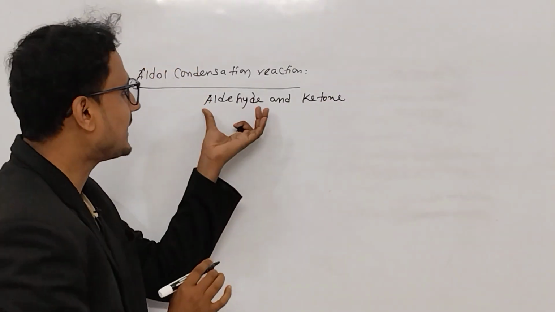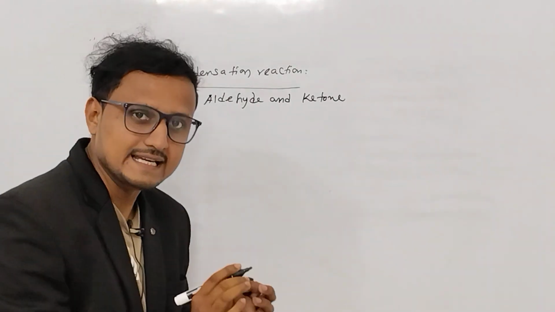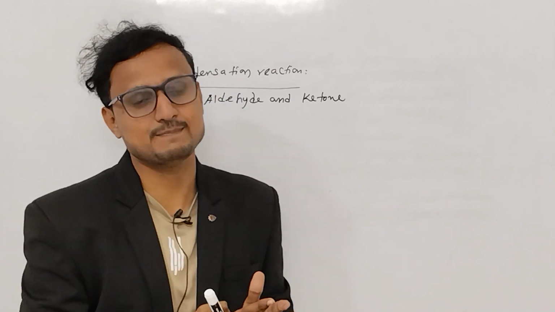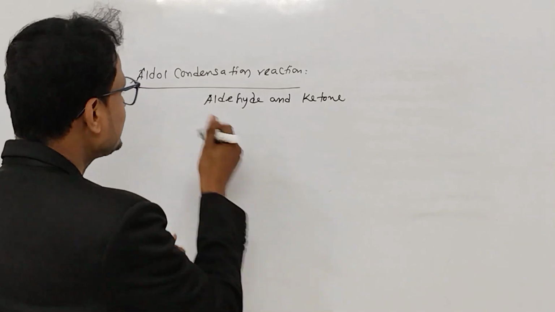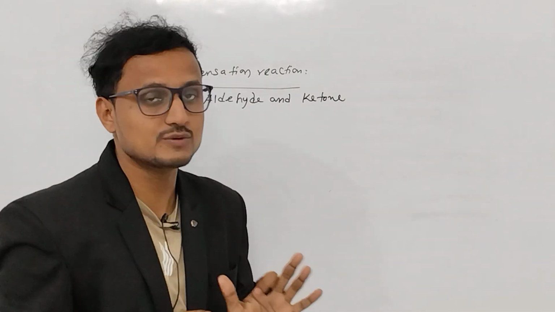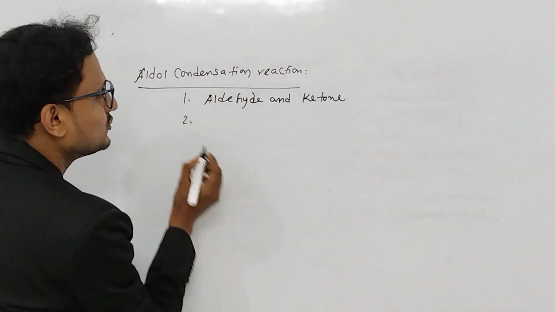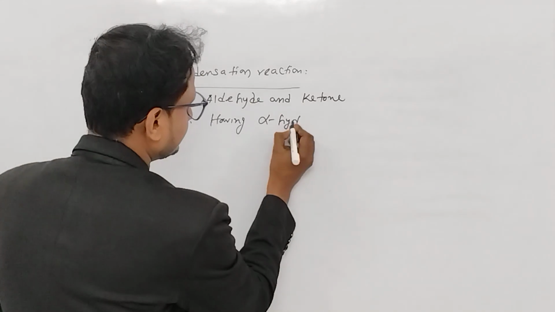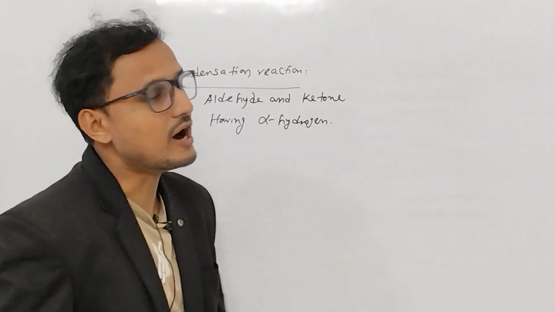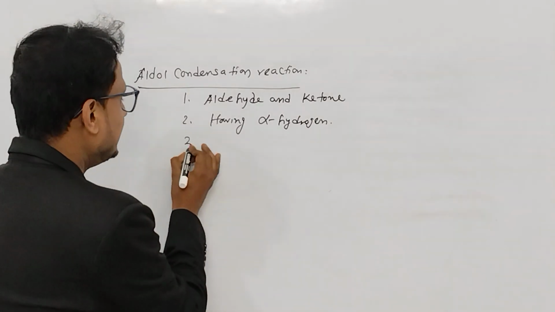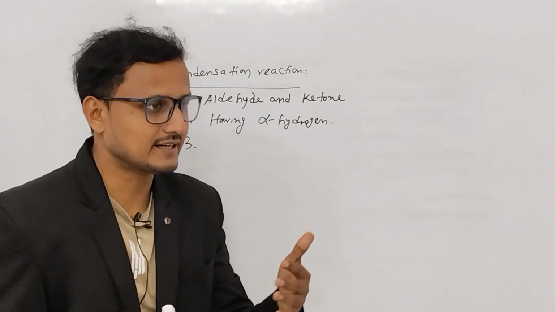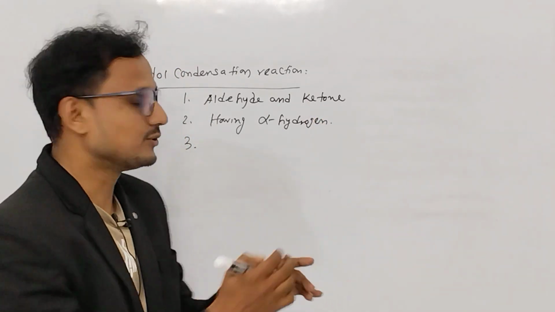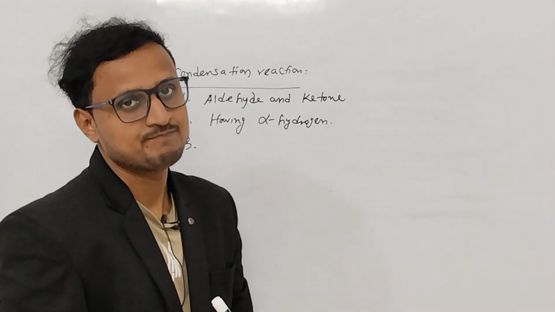Now what type of aldehyde and ketone? The aldehydes and ketones which have alpha hydrogen in them can participate in the Aldol condensation reaction. So the first condition is that the compound should be an aldehyde or ketone. The next is that they should have alpha hydrogen. Now how many molecules will participate? The aldehydes and ketones may be the same or different, like two aldehydes may be the same aldehyde or different aldehydes.